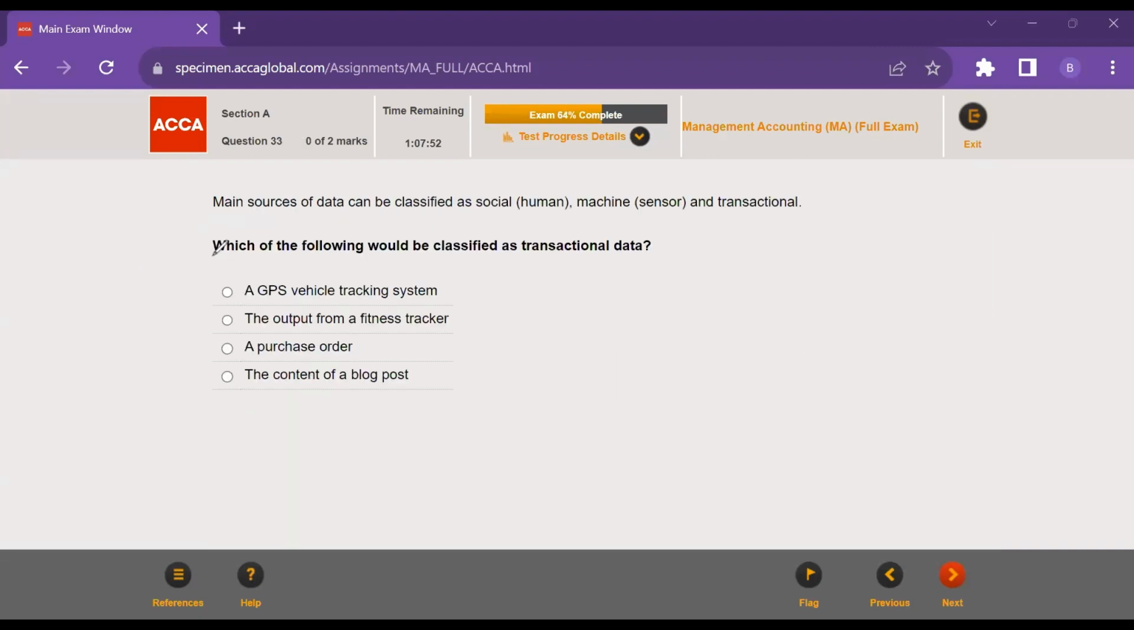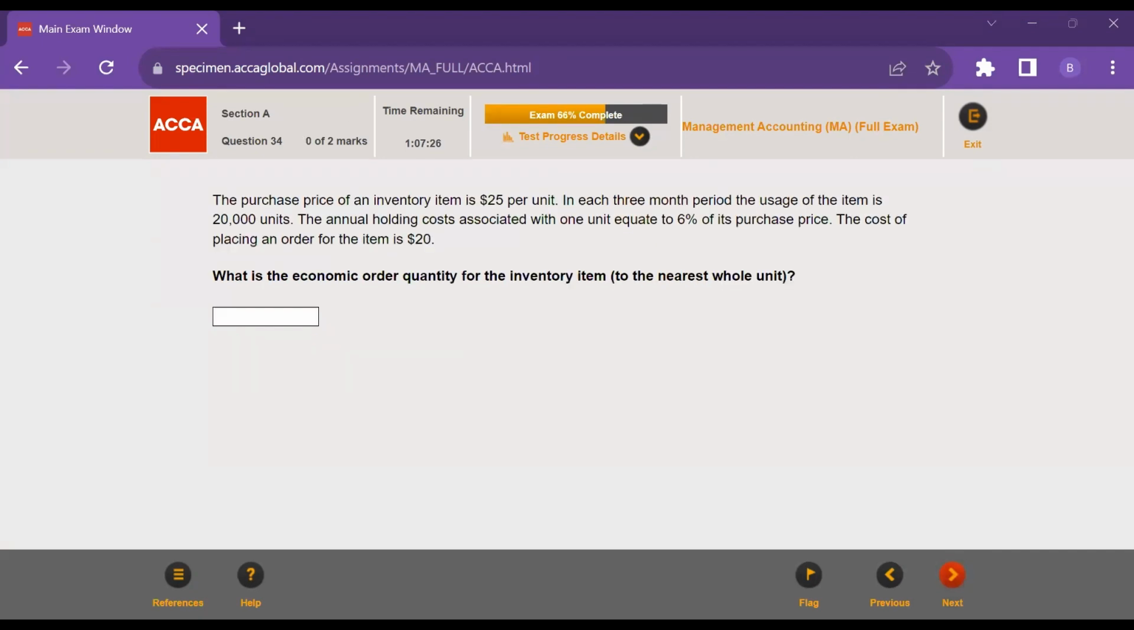Main sources of data can be classified as social, human, or machine, which is sensor, and transactional. Which of the following would be classified as transactional data? A GPS tracking system is a machine. Output of a fitness tracker is a machine or sensor. Content of a blog post is social or human. Purchase order is something which is transactional.